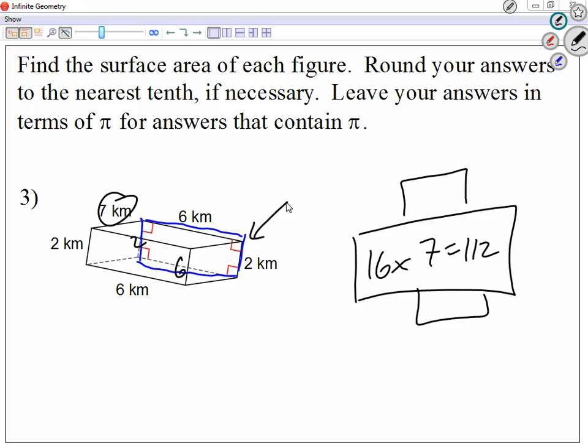Remember, always focus at a 90-degree symbol. 6 times 2. There's no half on this one because it's a rectangle. Triangles have a half, but not rectangles. How much is 6 times 2? 12. So each of those rectangles is 12.